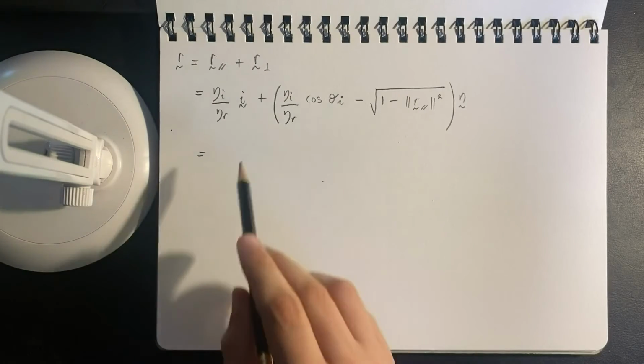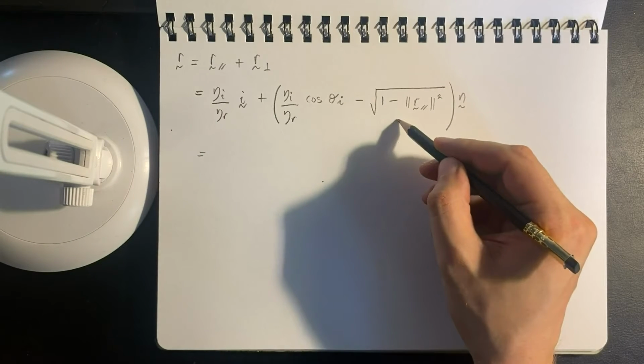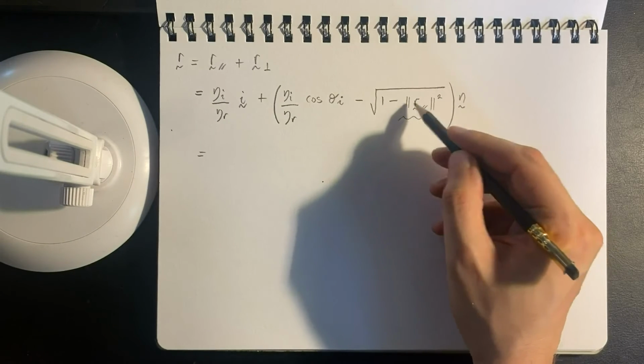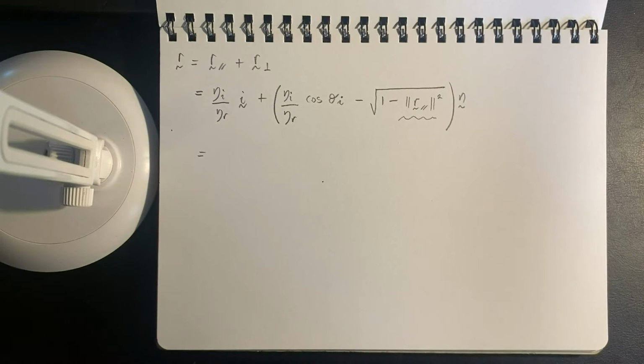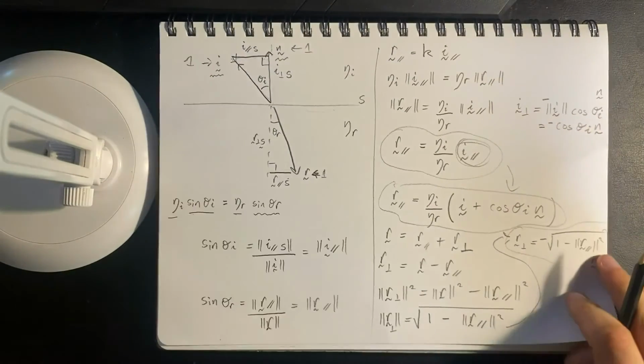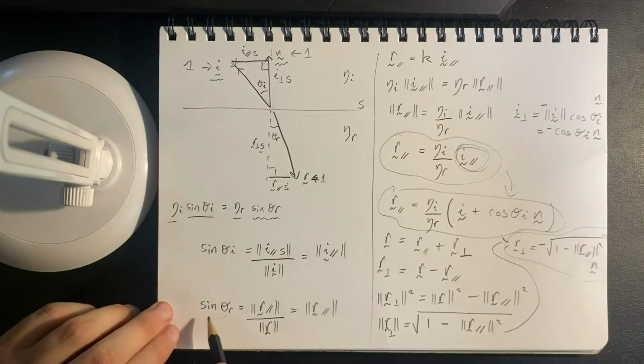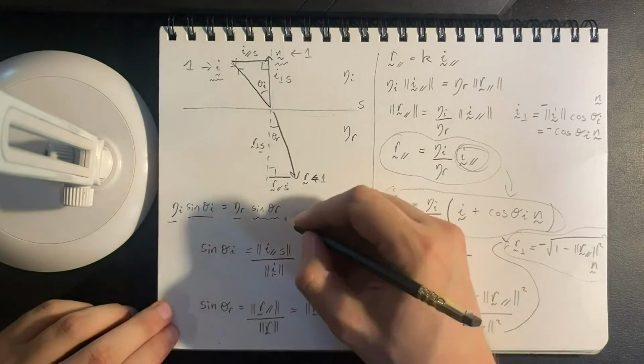We've got this expression, almost everything we know here. The last thing we need to evaluate is the length of this refracted parallel component, but if we look back to the diagram, we found that the length is equal to sine of the refracted angle. And furthermore, we have a relationship between the refracted angle and this.